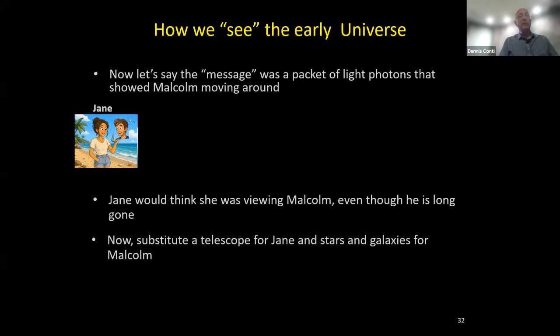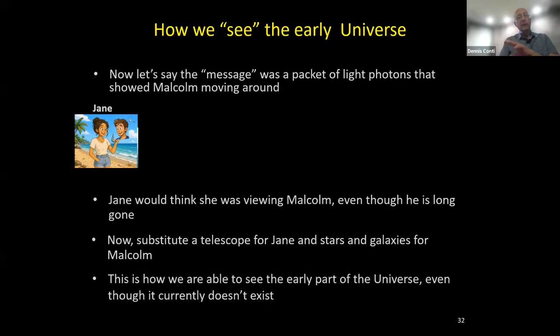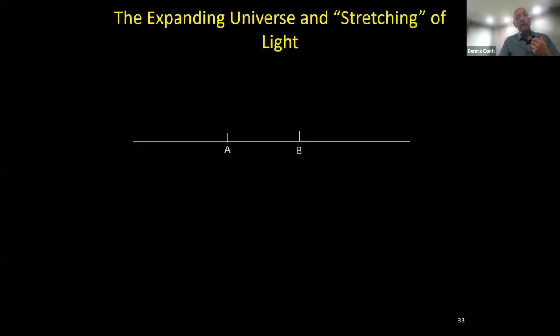Now substitute a telescope for Jane and stars and galaxies for Malcolm. And let's see what happens. Well, we're going to see this is how we're able to see the early part of the universe, because light from stars and galaxies, from the early part of the universe, when light occurred, remember we said, now eons later, even though they're long gone, is now reaching us. So that's how we are able to see back in time. Just like Jane was able to think she saw Malcolm, she was seeing basically photons of Malcolm.